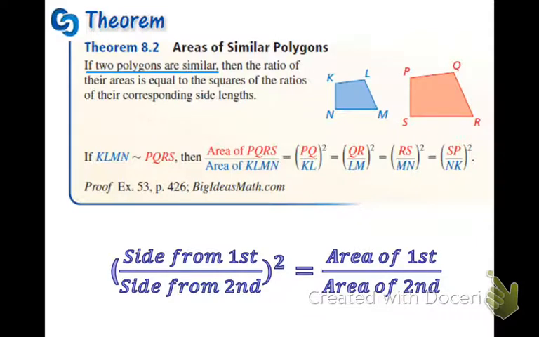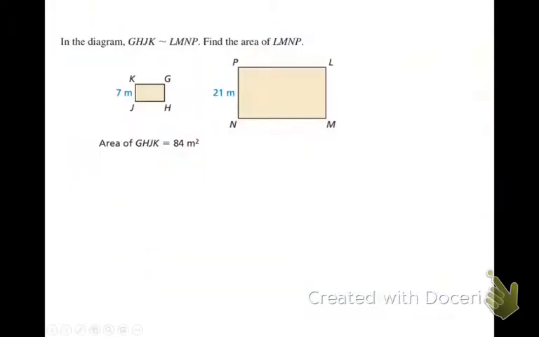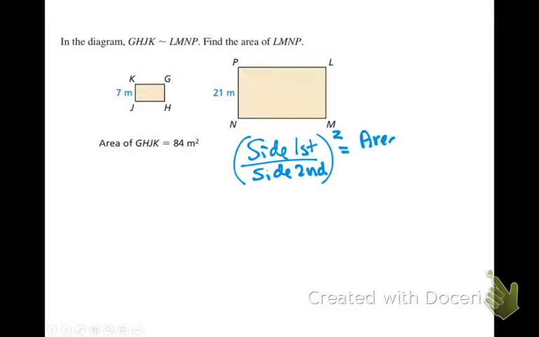So what's the only difference between this formula and the last formula? Square. Okay, well, I'll remind you how to square a fraction, because we need to. All right, so if you didn't finish writing it down, I have to write it down anyways. Side from the first, over the side from the second, squared equals the area from the first over the area from the second.